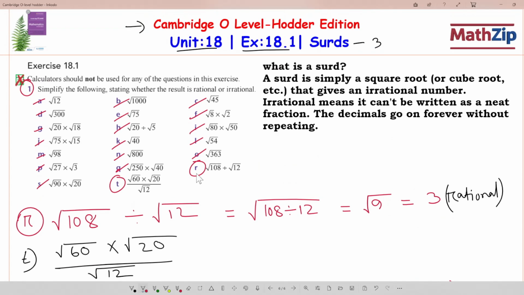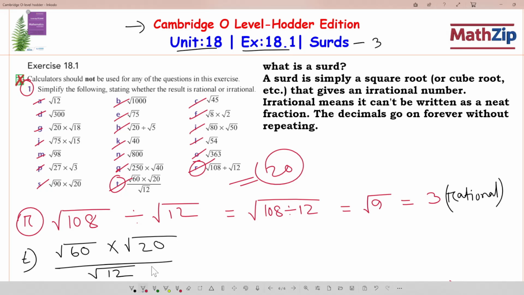So finally number R and T done, and here is 20 math. We tried to solve it in 3 episodes. If you think it's so hard, please let me know. Otherwise I will go to the next video, 18.1 question 2.